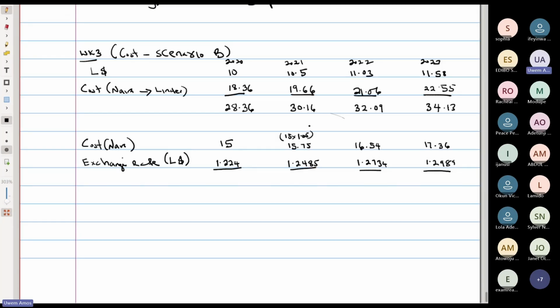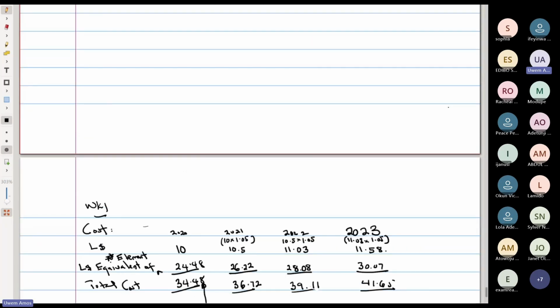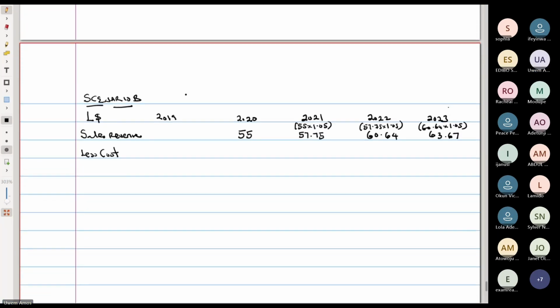So we're just going to move those values up to our computation up there. So we're bringing in our cost under scenario B. $28.36.